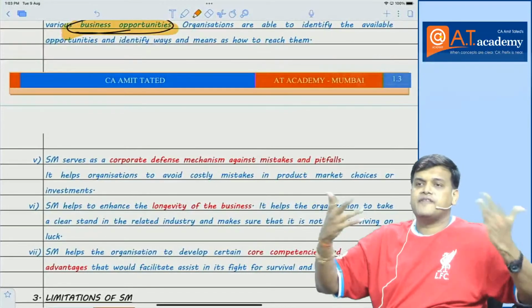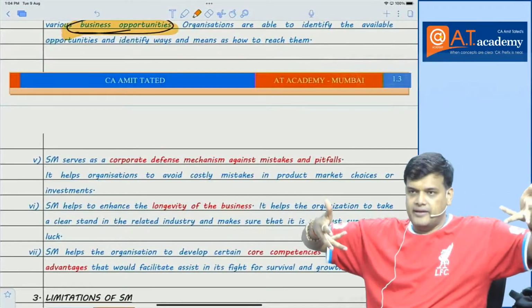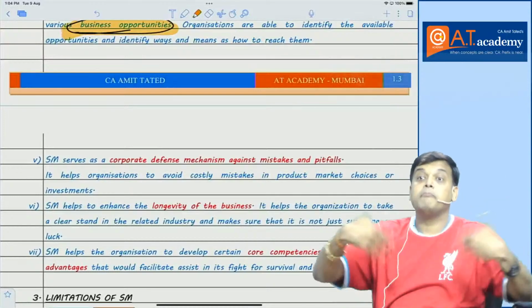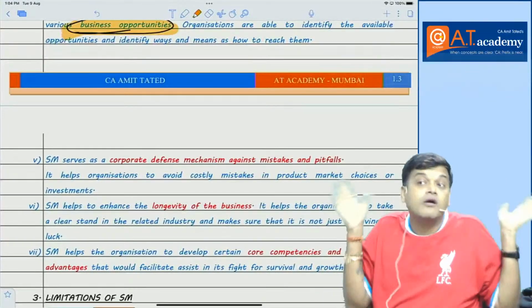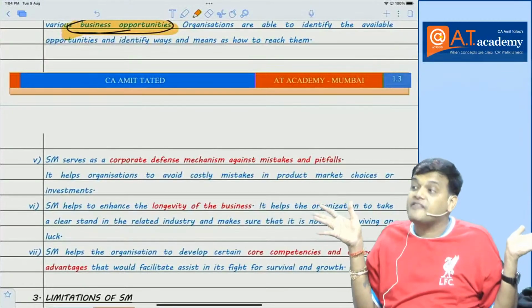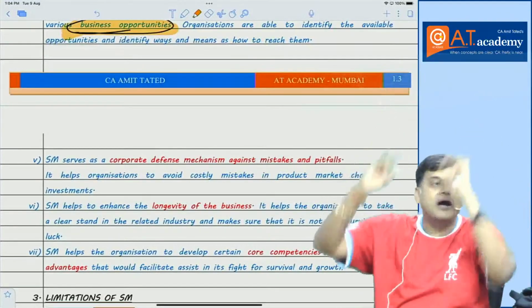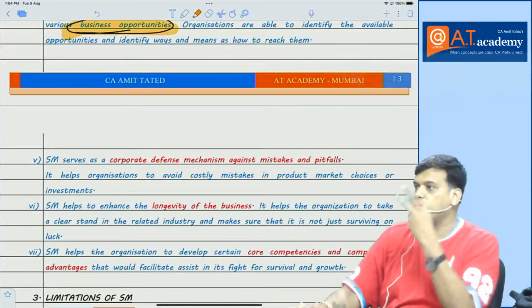Everybody here. Objectives of SM. How many objectives are there? 2. Competitive advantage. Guide the company. How many benefits are there? 7. Proactive. Face the future opportunity. Corporate defense mechanism. Surprise mistake नहीं होगा तो corporate defense mechanism. लंबा चलेगा लंबा. Longevity and something. Core competency and competitive advantage.